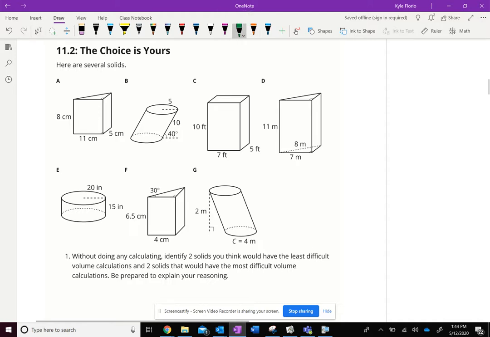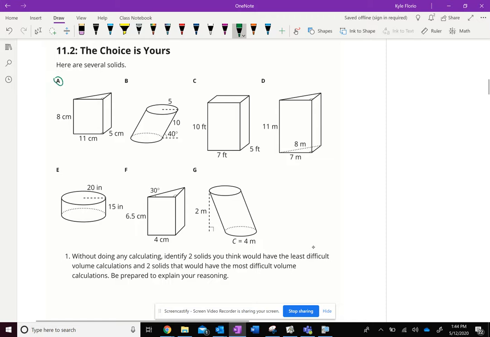I'm going to circle the easier ones in green, and the harder ones will be red. Looking at A seems to me to be an easy one because the base of this prism is a triangle and the height is 8. To find the volume, I need the base and the height. I know the base of the triangle is 11 and the height of the triangle is 5. So it'll be really easy to find the area of that bottom triangle and then just multiply it by 8. So A is going to be an easier one.